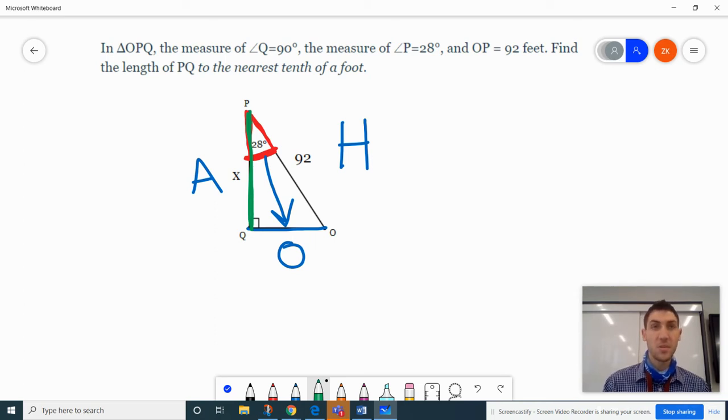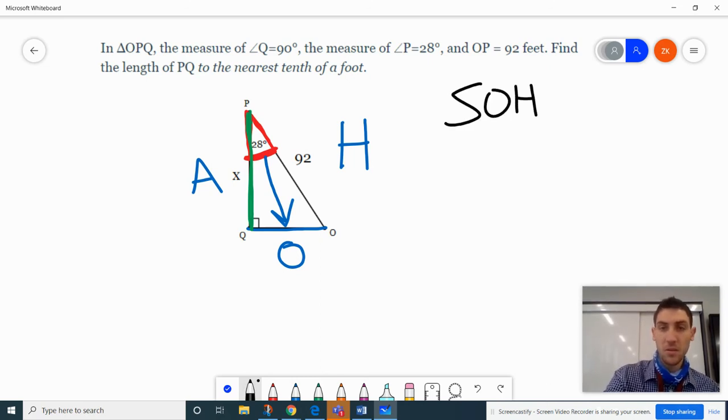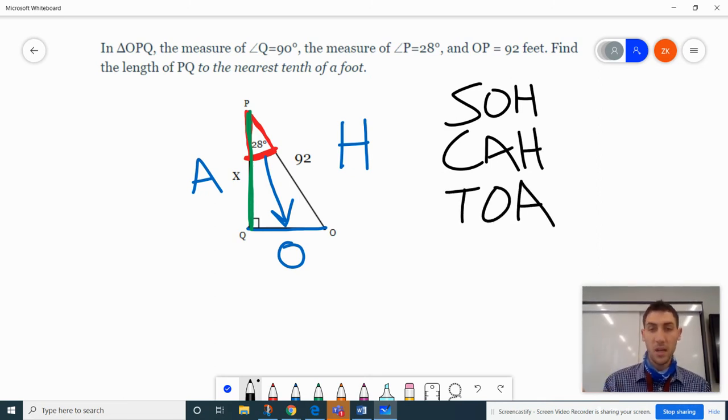From here, we can use the phrase SOHCAHTOA. SOHCAHTOA is a way to remember the sine, cosine, and tangent identities. So we use SOH, CAH, TOA. Again, SOHCAHTOA. The S stands for sine. We abbreviate that with SIN, and that's going to be opposite over hypotenuse.